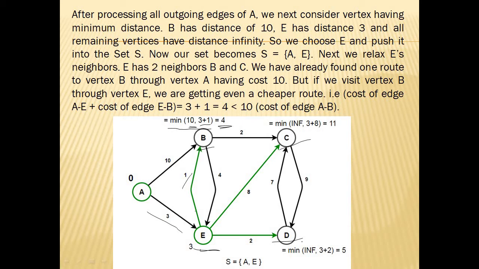Similarly, we'll calculate for here. Earlier it is infinity, now it is 3 plus 2, 5. Again we'll calculate for C. Earlier it is infinity, now it is 3 plus 8, 11.